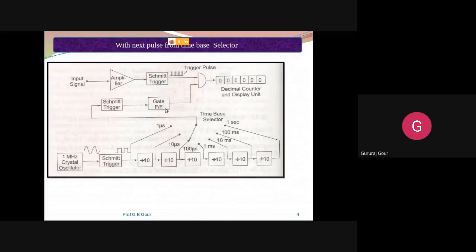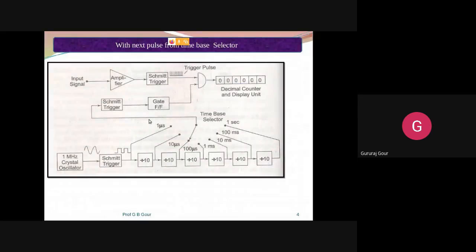This will consist of two back-to-back connected SR flip-flops, and we have seen how the main operation of this gate controlled flip-flop works: stop operation, start operation, and next pulse operation. Here you can see the time-base selector, which lets the user select any range of time.